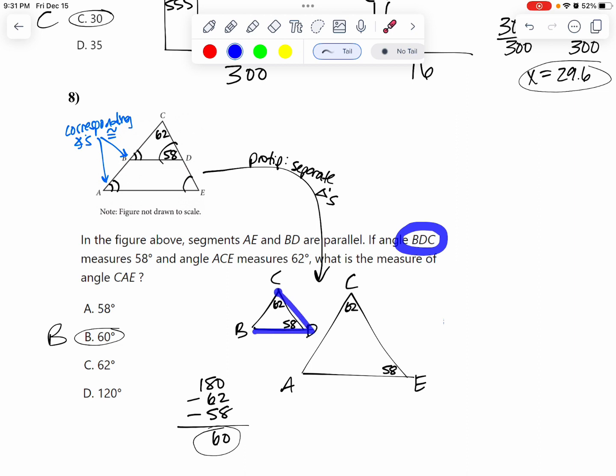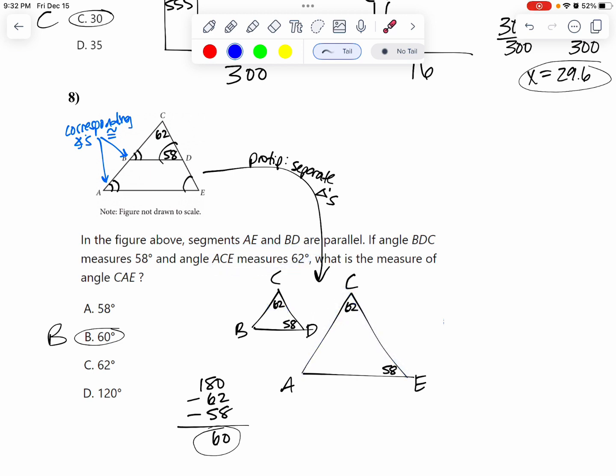BDC. Okay, great. That's this angle, which is 58. That's what they told me here. And I know that also matches up with this one. Okay, we have parallel lines, and let's see, or similar triangles, excuse me. So anyway, yeah, we have parallel lines, therefore we have similar triangles, okay? What else did they give me? ACE, where's that? ACE is 62, and I'm also going to label that right here.